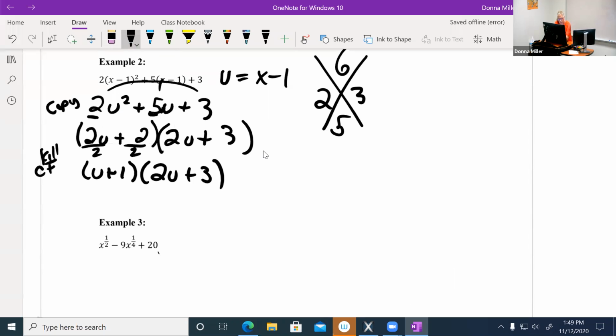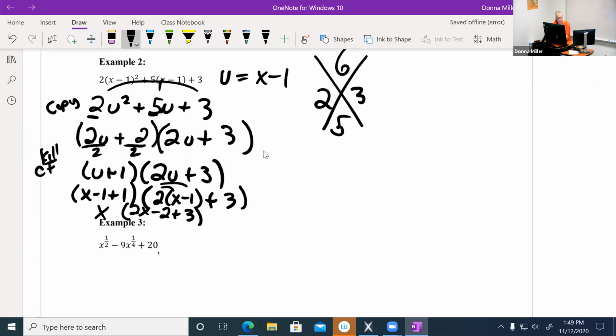All right, so if u is x minus 1, I get x minus 1 plus 1. Now, 2u would be 2 times x minus 1. You better put that in parentheses. Plus 3. All right, so the minus 1 plus 1 cancel, so that's just an x there. Right, this other term, distribute the 2. It's 2x minus 2 plus 3. And combine the numbers. Minus 2 plus 3 would be plus 1, right? And there I am.